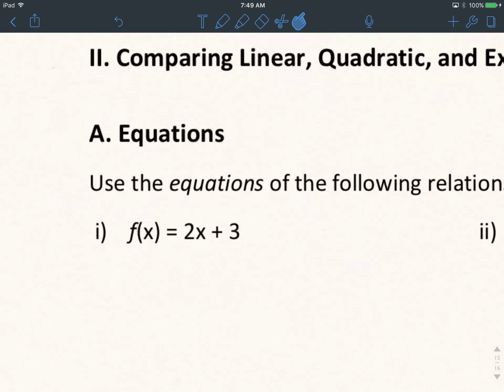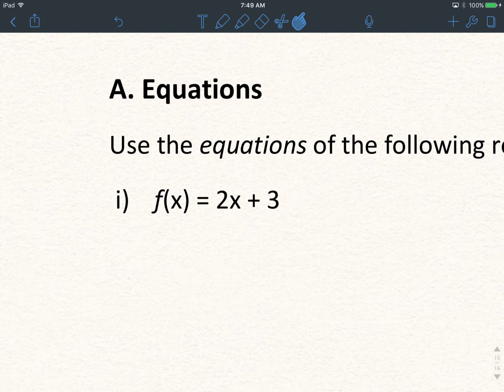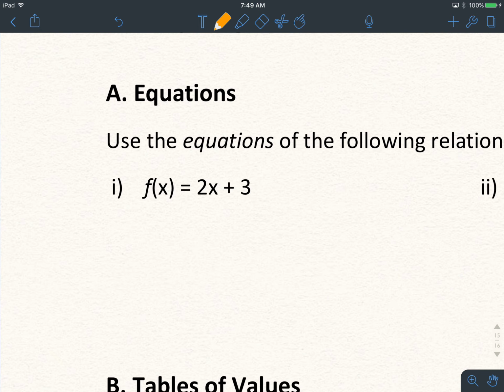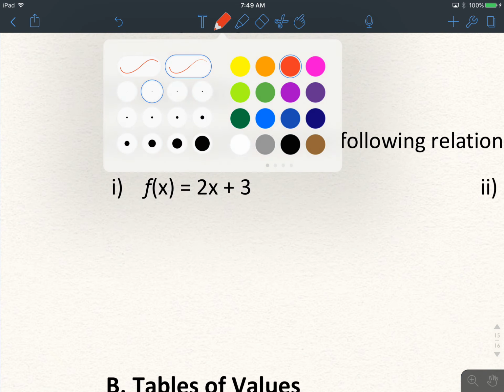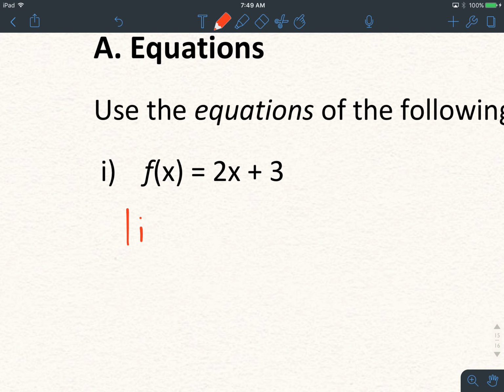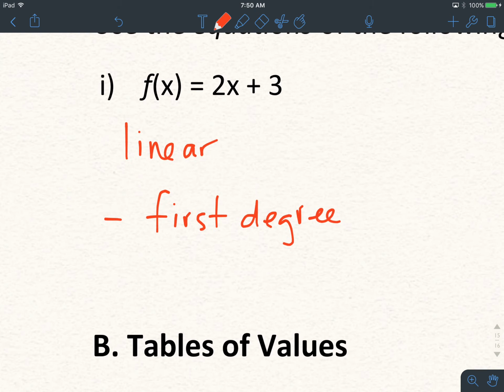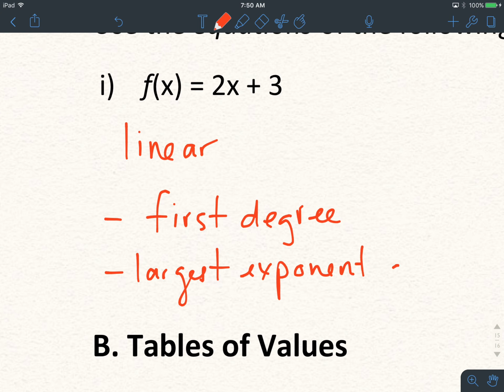Let's have a look at f of x equals 2x plus 3. This is going to be linear. The reason that I can recognize this as being linear is because it's a first degree function, which means that the largest exponent on a variable is 1.